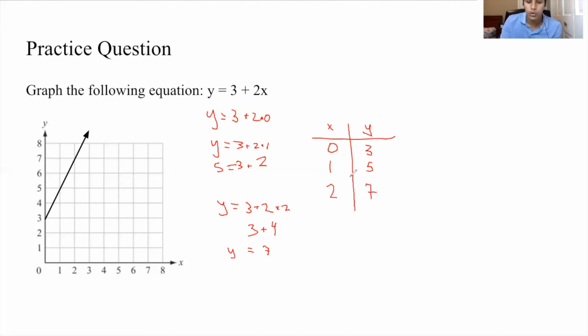Now we have a few different coordinates that we can graph. When x is 0, y is 3. So if we go 0 out and 3 up, we get this point right here. When x is 1, y is equal to 5. So we can go 1 out because x is on our horizontal axis, and 5 up because y represents up and down, and we get this point right here. And finally, when x is 2, y is 7. So if we go 2 out for our x, y is 7, so we go 7 up, and we get this point right here. So now if we connect those 3 points, we're going to end up with this line, which is exactly the one that's on the graph. And this represents y equals 3 plus 2x.